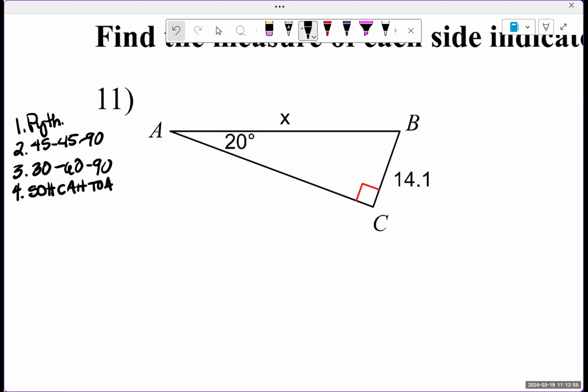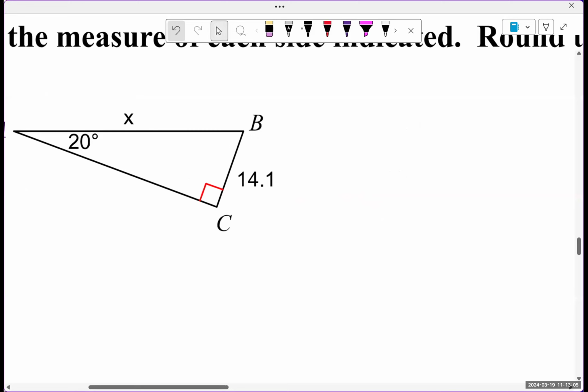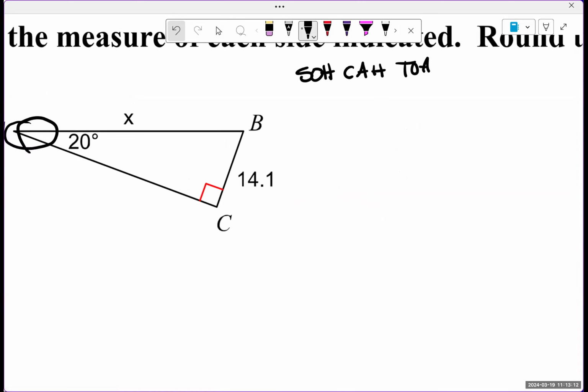So step number one, determine which method to use. Can't do Pythagorean theorem, can't do 45, 45, 90, can't do 30, 60, 90. We're going to use SOHCAHTOA. This right here is my reference. I'm not going to call it reference angle, this is my important angle. Label the hypotenuse. The 20 is touching that side right there. And the 20 throws an eraser.